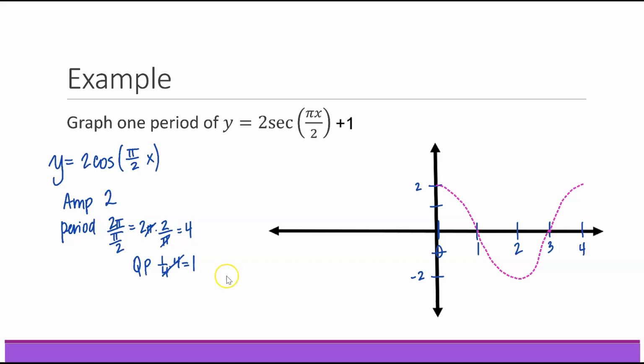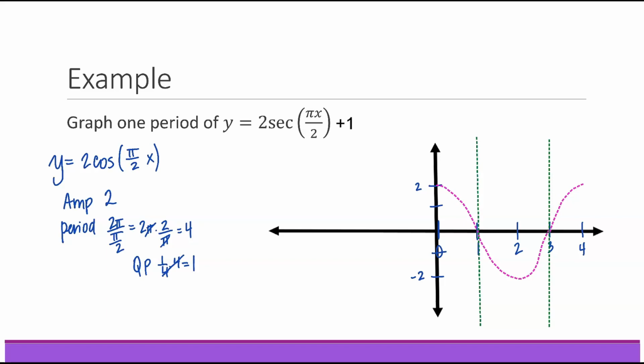But what we're really looking for here is we're looking for what are those x-intercepts so that we can go ahead and draw some vertical asymptotes. So I'm going to go ahead and sketch my vertical asymptotes now at 1 and 3, at those x-intercept locations.